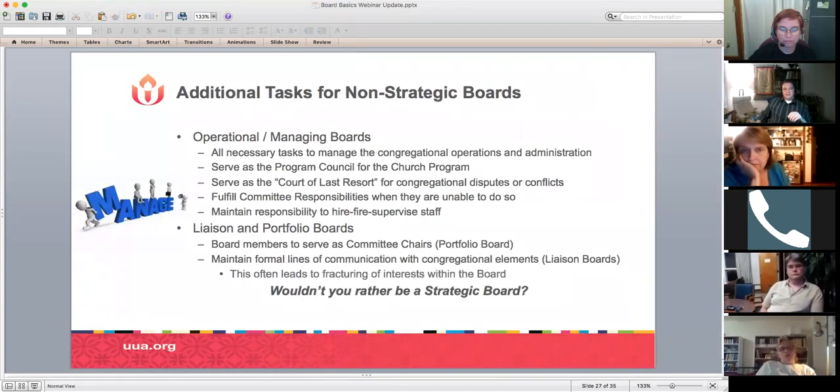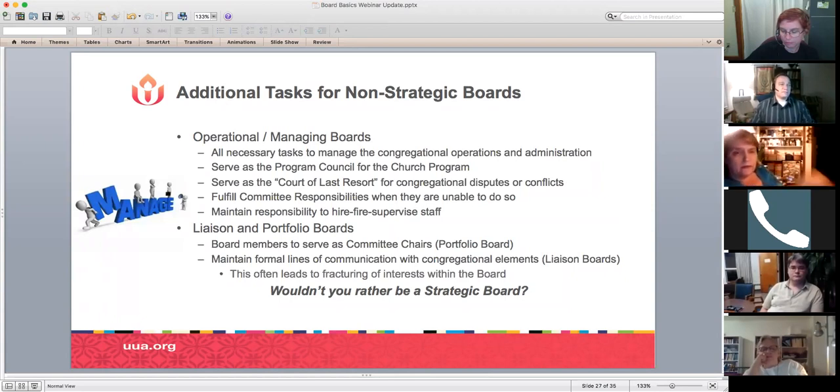So on top of all that, I think operational boards also have to run the church, right? Have the responsibilities. This is getting scary, right? All these things that are responsibilities. And I'm just saying that not every board is going to be able to do all these all the time, or at least not at the beginning. But this is kind of the ideal of the responsibilities I think the governing boards hold.